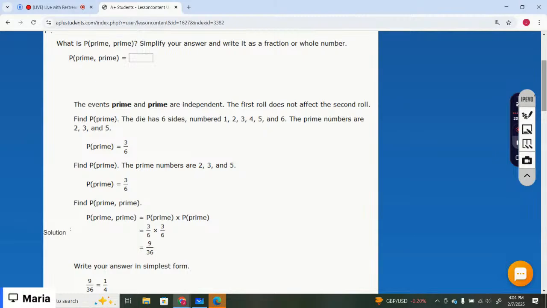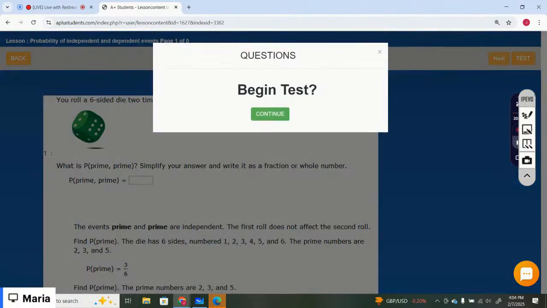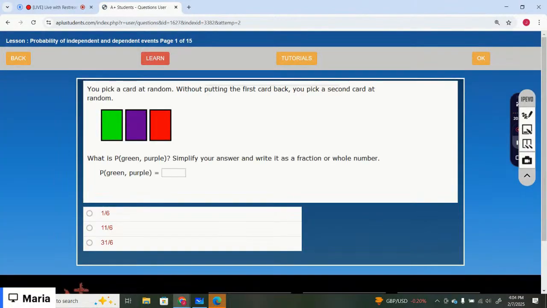So let's just start with the test questions. You pick a card at random. Without putting the first card back, you pick a second card at random. What is the probability of green and the probability of purple?